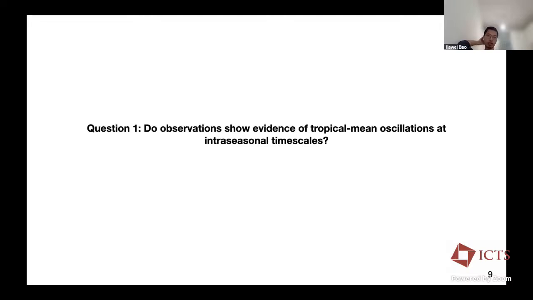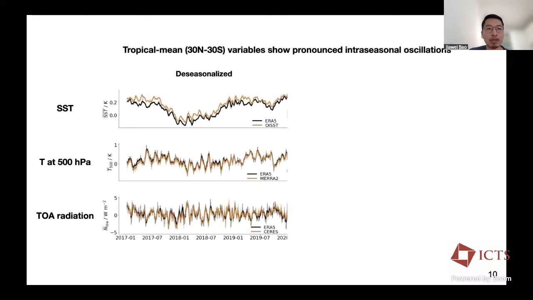First question, do observations generally show evidence of tropical mean oscillations at intra-seasonal timescales? Here, what I do is average the data over the whole tropics and then remove its seasonal cycle. And then I plot the daily time series. Here I show three variables: SST in the top panel, the atmospheric temperature at 500 hectopascal in the middle panel, and the top of atmosphere radiation in the bottom panel. As you can see, the daily time series of these variables are not really smooth, but rather show a very clear oscillation signal. And this exists in all three variables.